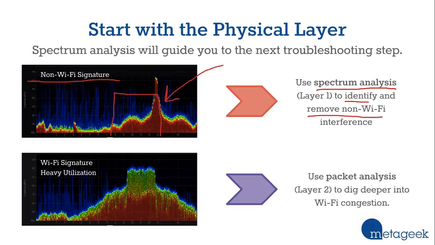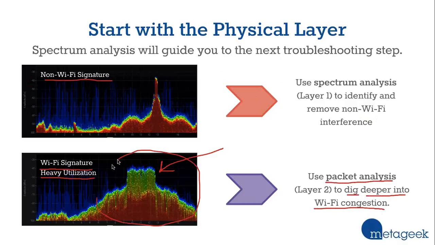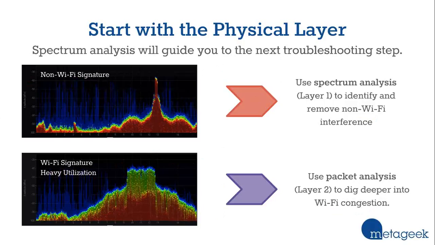Whereas if you look at the spectrum, and instead of seeing a non-Wi-Fi signature, you see a Wi-Fi signature causing heavy utilization that's constantly using the channel, like this signature right here, then that's when we know, okay, there's something going on from a Wi-Fi standpoint here, and that's when you're going to use packet analysis to dig deeper into that Wi-Fi congestion to find out what exactly is happening on this channel, what's going on here, and that's where packet analysis is really awesome. So you're going to make that jump from spectrum analysis, looking at the physical layer, to packet analysis, looking at the packet layer, looking at layer 2.